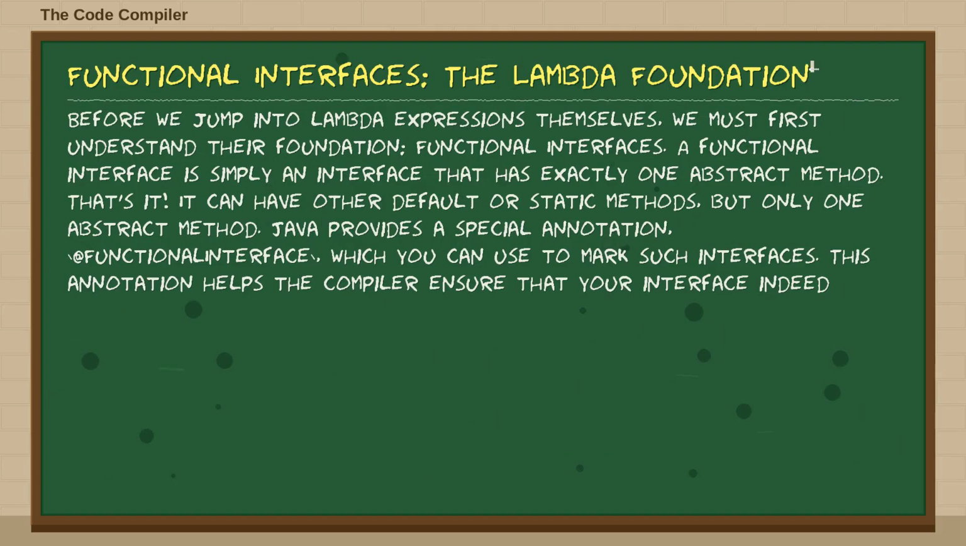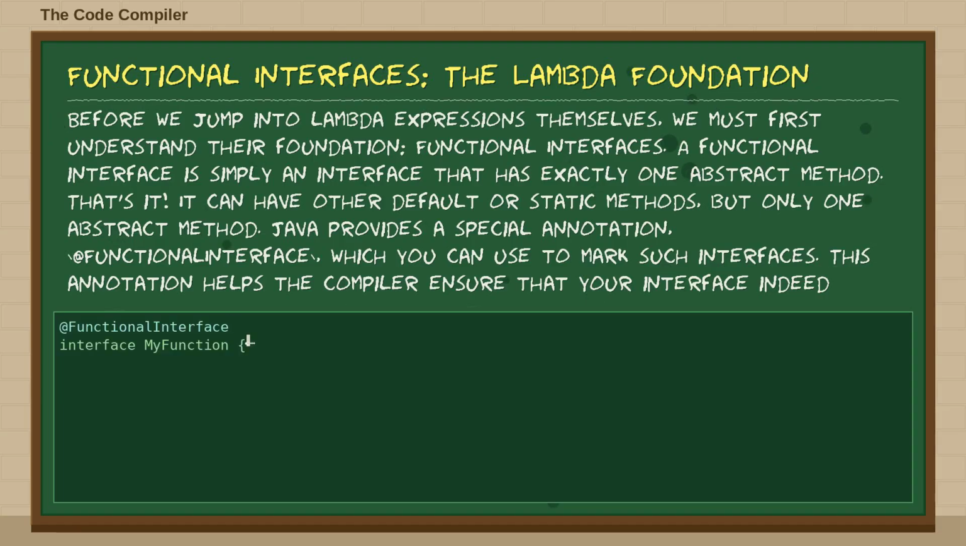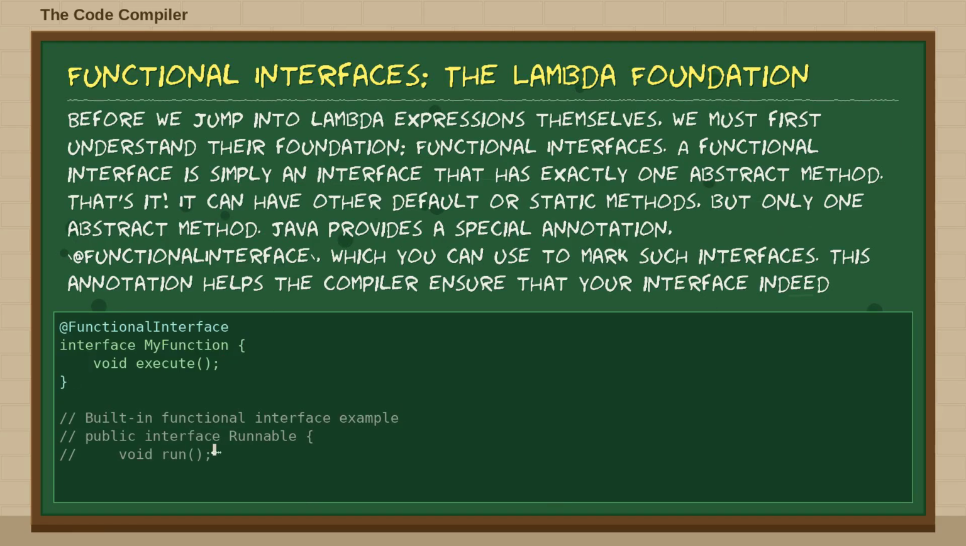For example, the Runnable interface, which has a single run method, is a functional interface. When you use a Lambda expression, you are essentially providing an implementation for that single abstract method of a functional interface. It's like a contract that says, "Hey, I'm going to give you the code for this one method right here, right now." Let's look at an example.